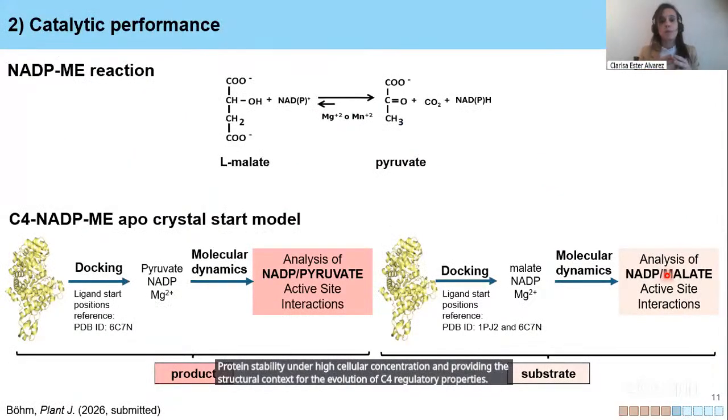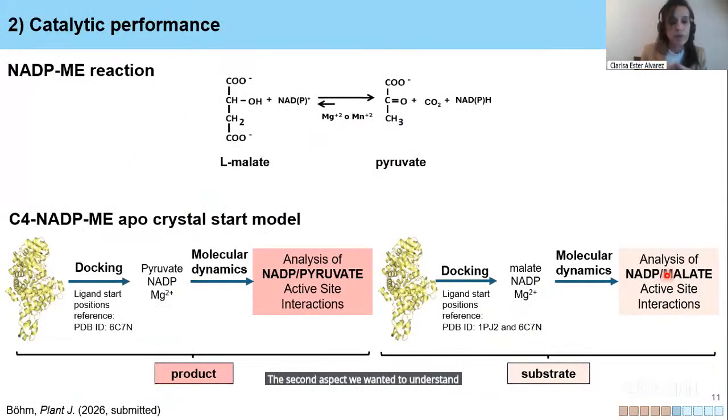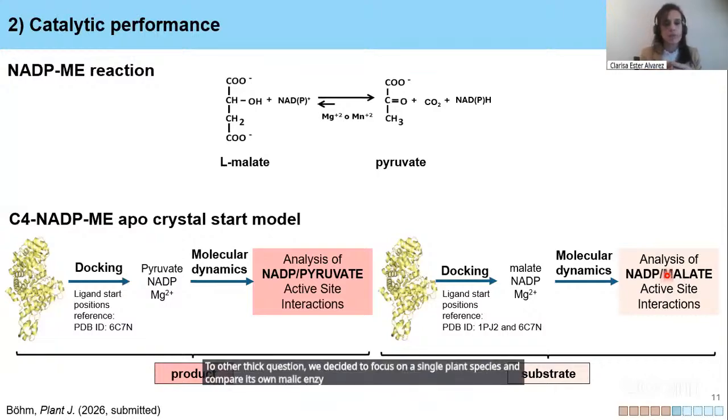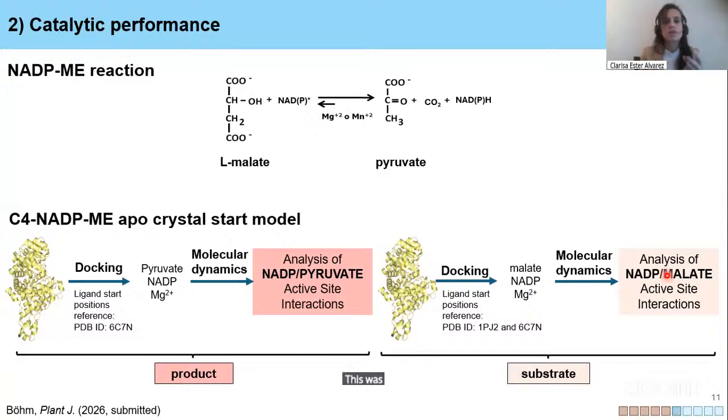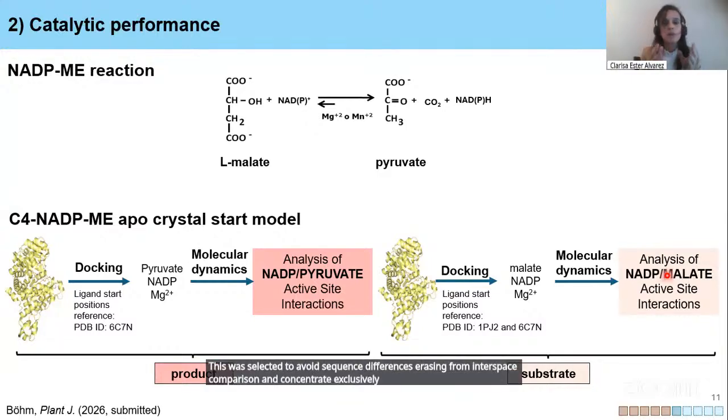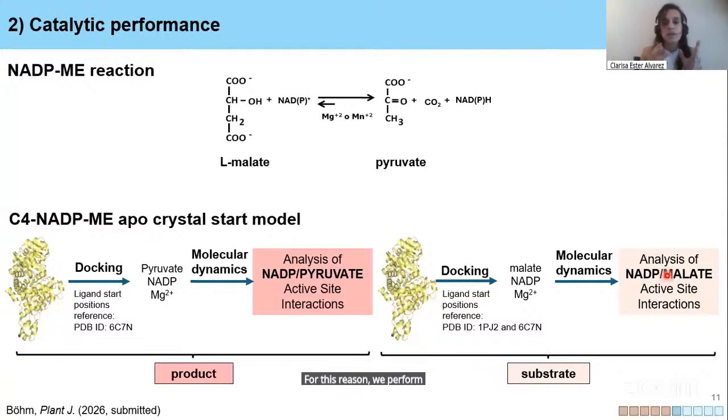The second aspect we wanted to understand was the catalytic performance. To address this question, we decided to focus on a single plant species and compare its own malic enzyme isoforms. This was selected to avoid sequence differences arising from interspecies comparison and concentrate exclusively on the molecular determinants associated with C4 specialization. For this reason, we performed a structural study of C4 and non-C4 NADP-malic enzyme isoforms from maize.